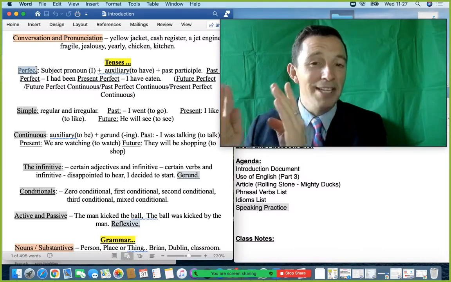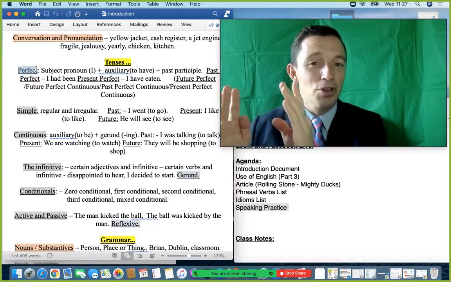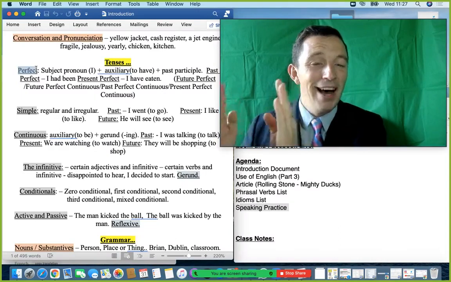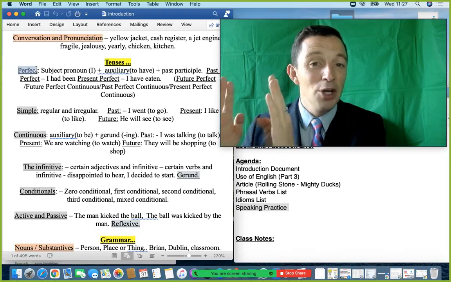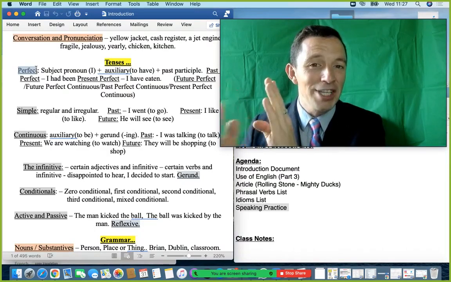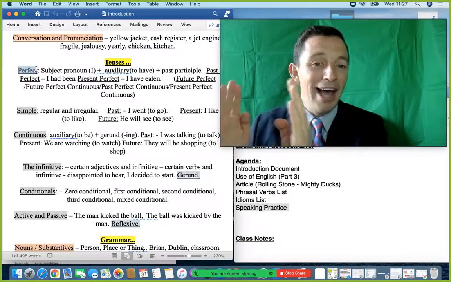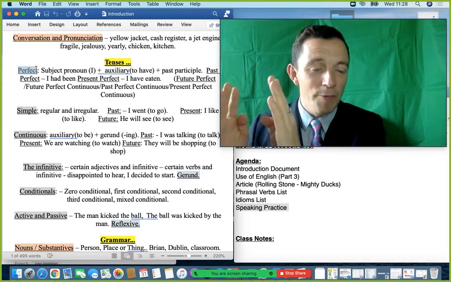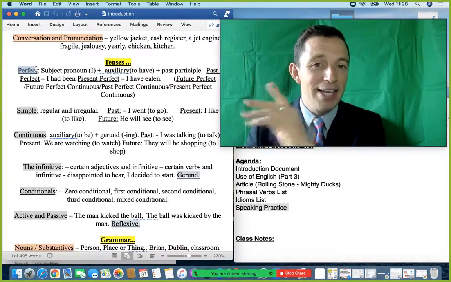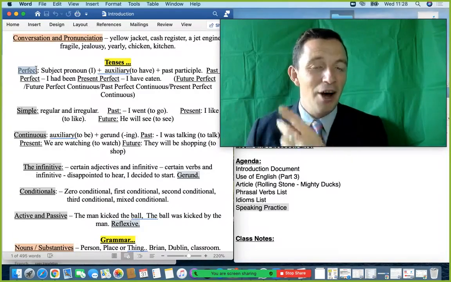The past perfect is very, very similar, except the construction, the verb to have is in the past. I had eaten my breakfast. So the past perfect is used usually before another action in the past simple. So I had eaten my breakfast before my friend contacted me. That's the concept, the idea of the perfect.